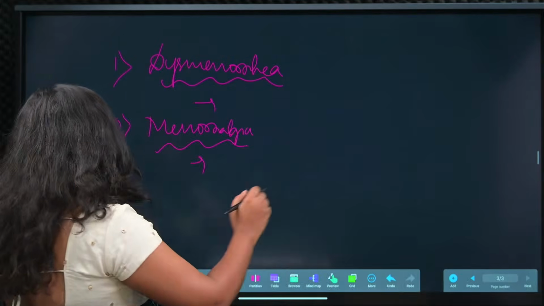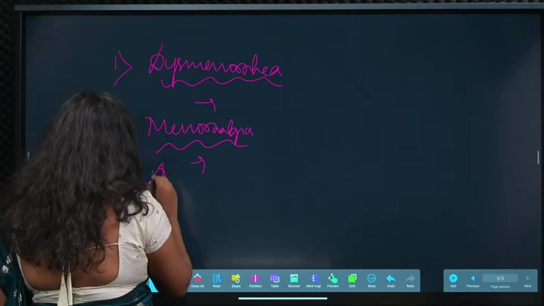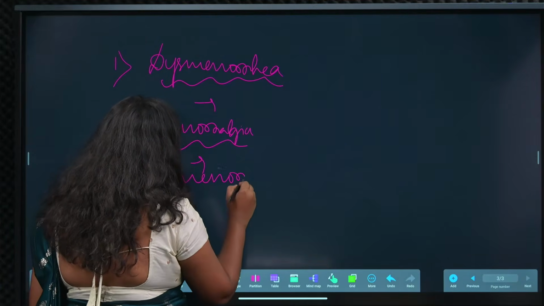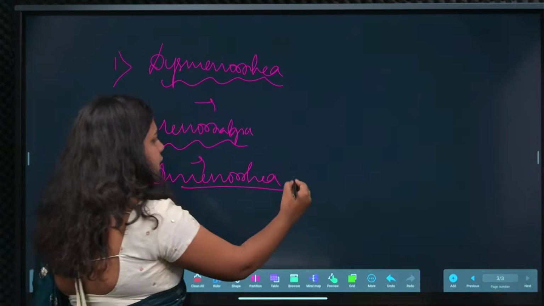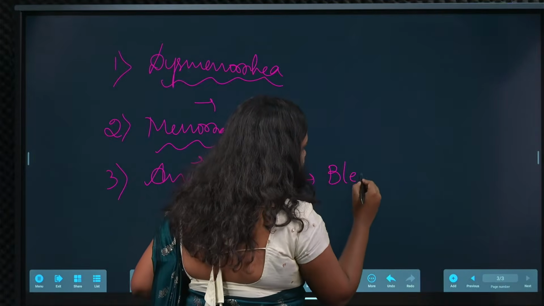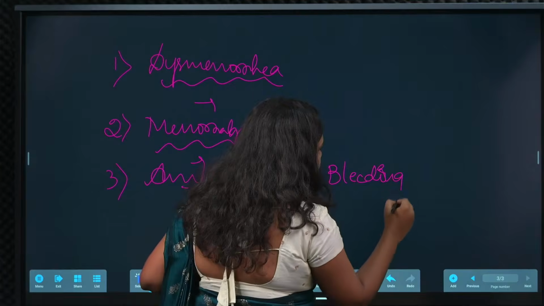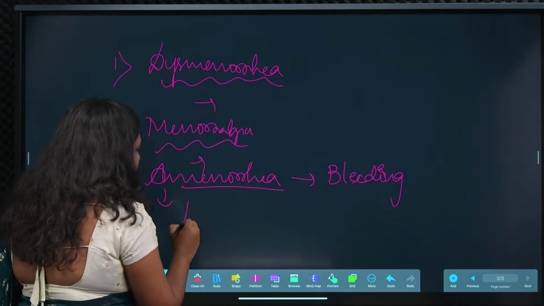Next is amenorrhea. Menorrhea, obviously you all know, is menstrual bleeding. The prefix A indicates absence.